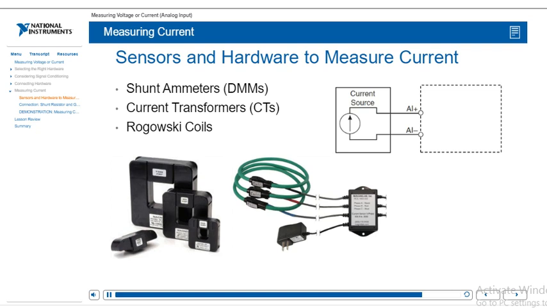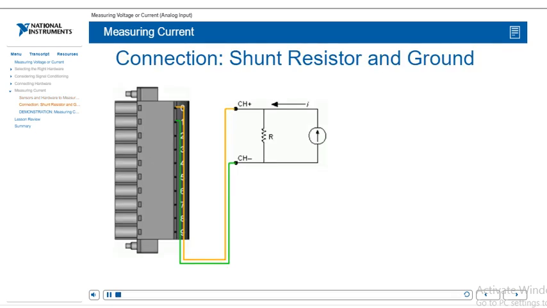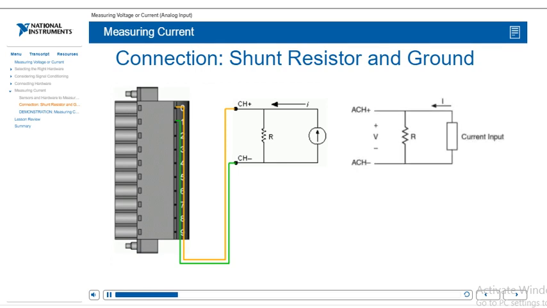Instead of using this hardware, you can actually buy specific DAQ hardware for measuring current, and these usually include internal shunt resistors. So a common way to measure current is to measure the voltage drop across a known resistor, aka a shunt resistor. You'll then calculate the amps using the formula V equals IR.